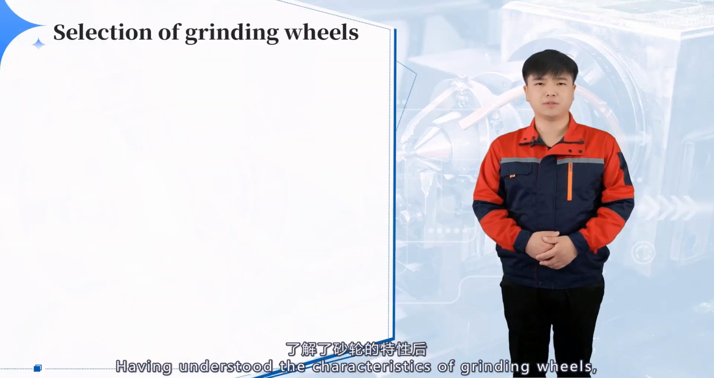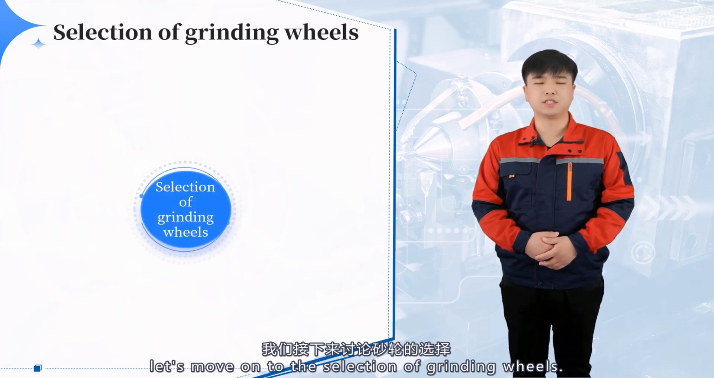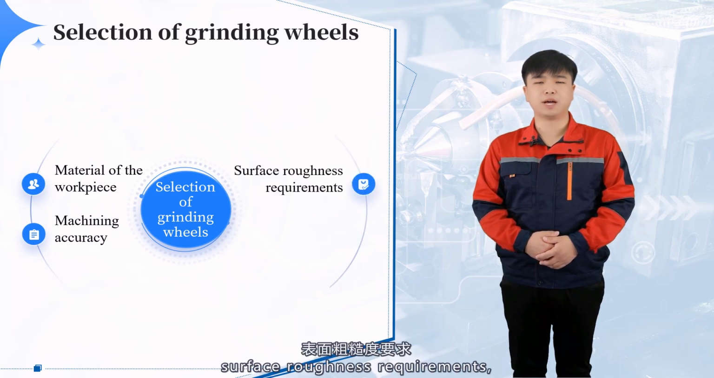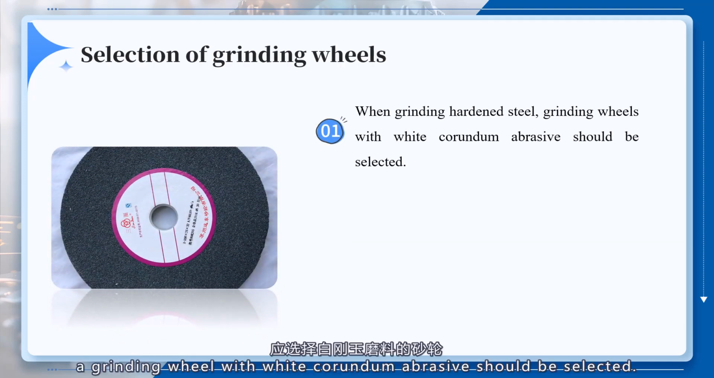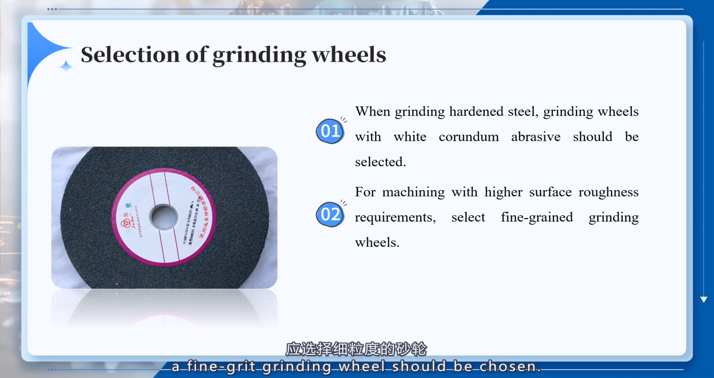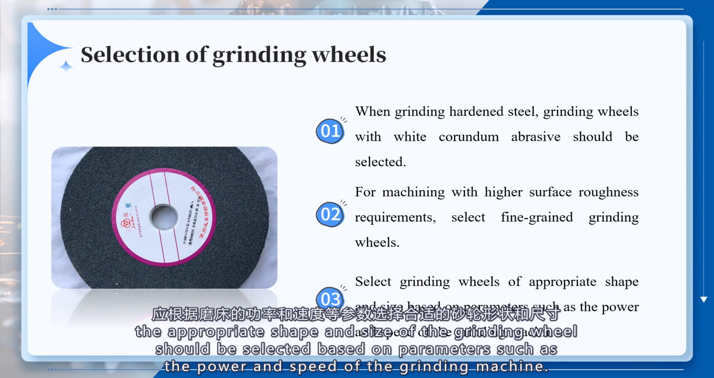Having understood the characteristics of grinding wheels, let's move on to the selection of grinding wheels. The selection should comprehensively consider factors such as the workpiece material, machining precision, surface roughness requirements, and the grinding method. For example, when grinding hardened steel, a grinding wheel with wide corundum abrasive should be selected. For processes with high surface roughness requirements, a fine-grit grinding wheel should be chosen. Additionally, the appropriate shape and size of the grinding wheel should be selected based on parameters such as the power and speed of the grinding machine.